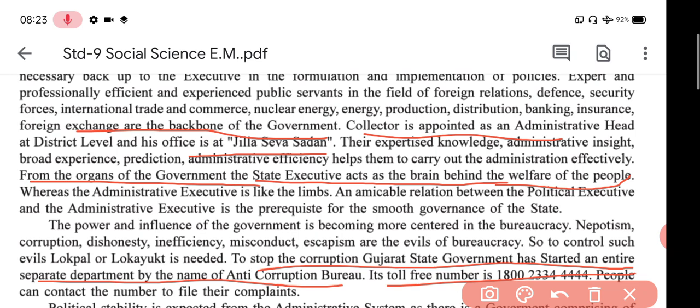And for that, there is a toll-free number, that is 1800 233 4444. People can contact this number and file their complaints. So only these points are important for this topic.